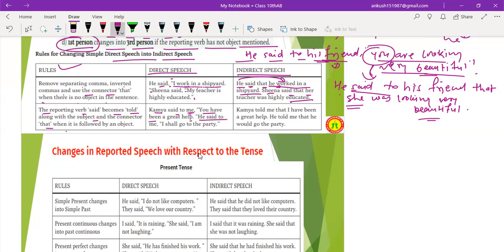Another sentence is, he said to me, "I shall go to the party." So how do we transform it into indirect speech? As it is written, Kamya told me that I have been... Kamya said to me, in the sense that the second person is used for me, so it would become "I", as it has become over here. Kamya told me that I have been a great help. What could be here? Is it correct?